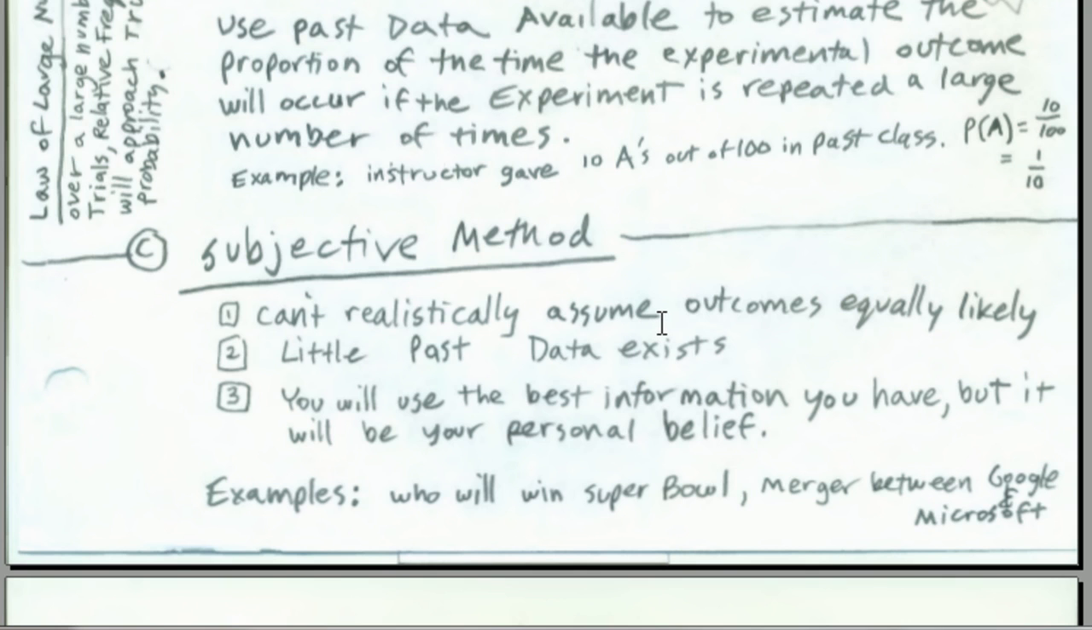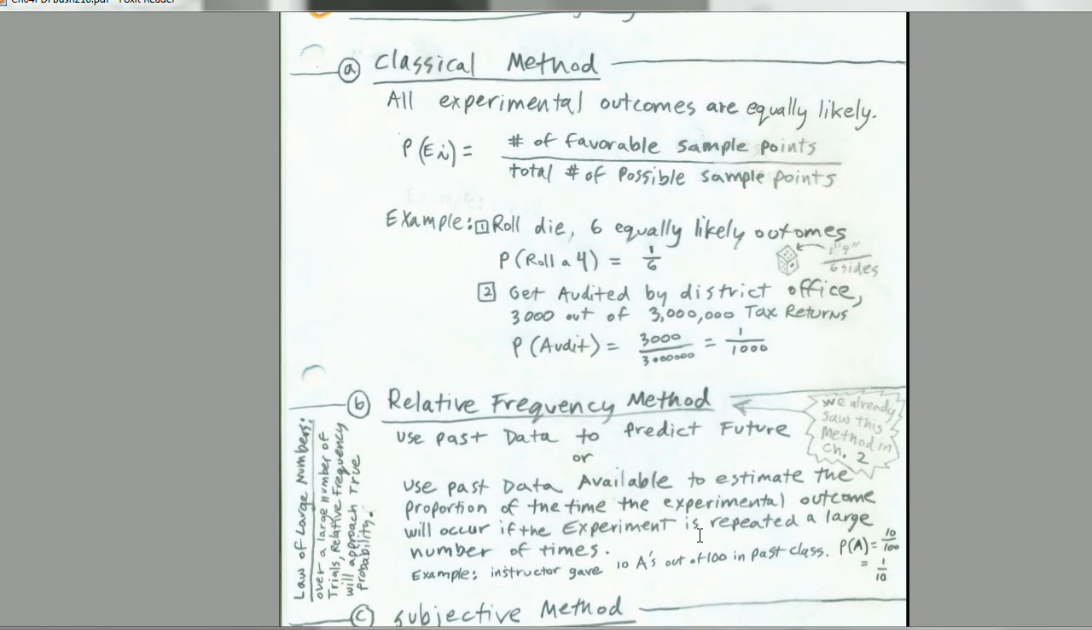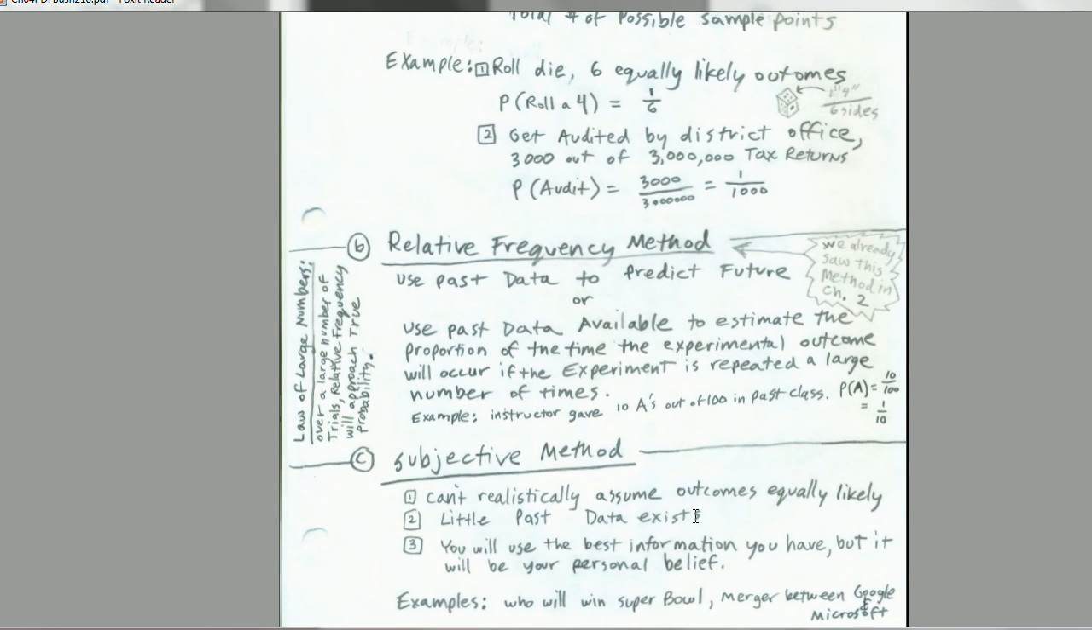I mean, think about it. Russell Wilson, quarterback for the Seahawks. Tom Brady, quarterback for the Patriots. The coaches, Carroll and Belichick, all the players. Well, wait a second. They've even played before, right? But all of the details were different the last time they played. The location they're playing in, down in Arizona, it's all different. So there's really no past data. You can look at things that are parallel and try to estimate. But once you do that, you will be using the best information you have, but it will be your personal belief. All right, so we have classical, relative, and subjective.